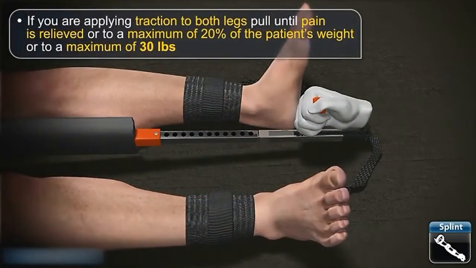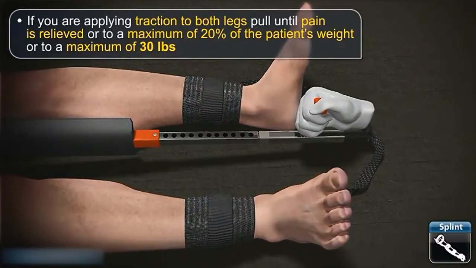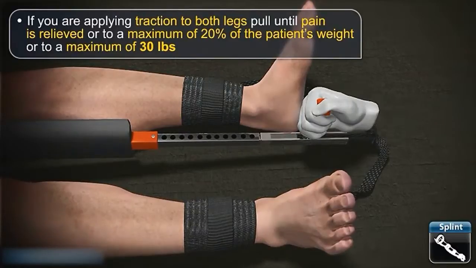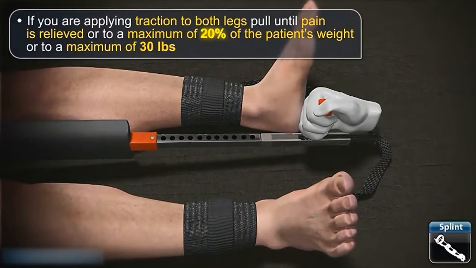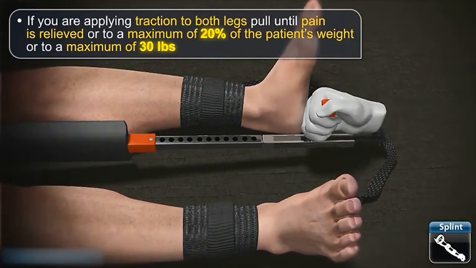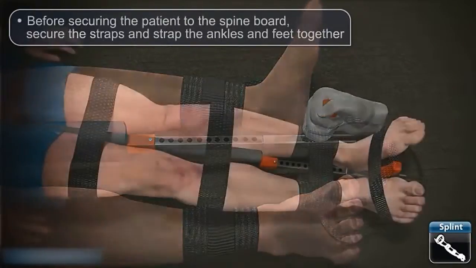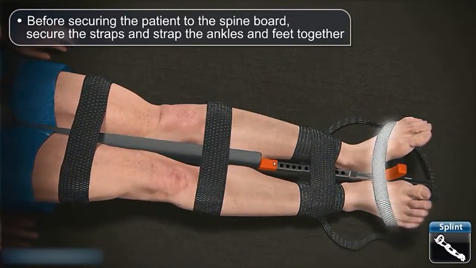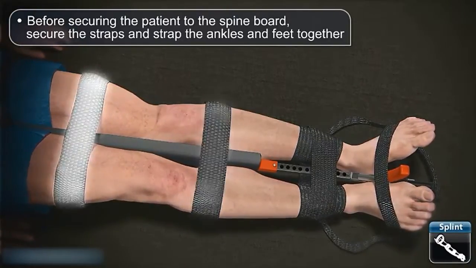If you are applying traction to both legs, pull until pain is relieved or to a maximum of 20% of the patient's weight or to a maximum of 30 pounds. Before securing the patient to the spine board, secure the straps and strap the ankles and feet together.